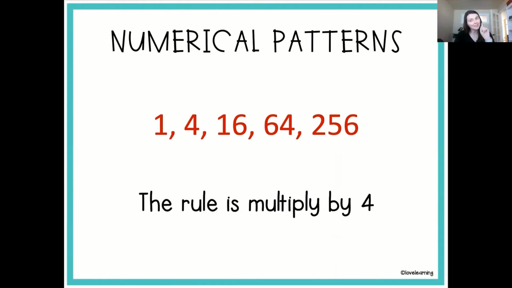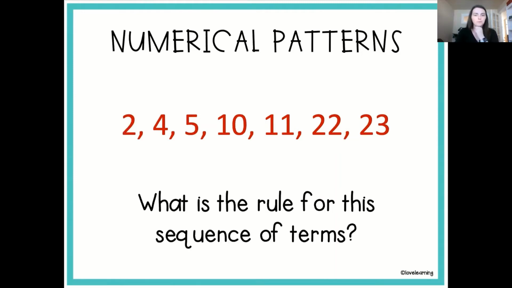So a little bit trickier than the last two, which were addition, right? This one looked a little silly because it went from 16 to 64, and then it went from 64 to 256. That's a big jump. But if you're multiplying, then that means you're making equal groups of the same number, and 4 equal groups of 64 is definitely going to get us into the 100 or 200s, right? So what about this one? What is the rule for this sequence of terms?